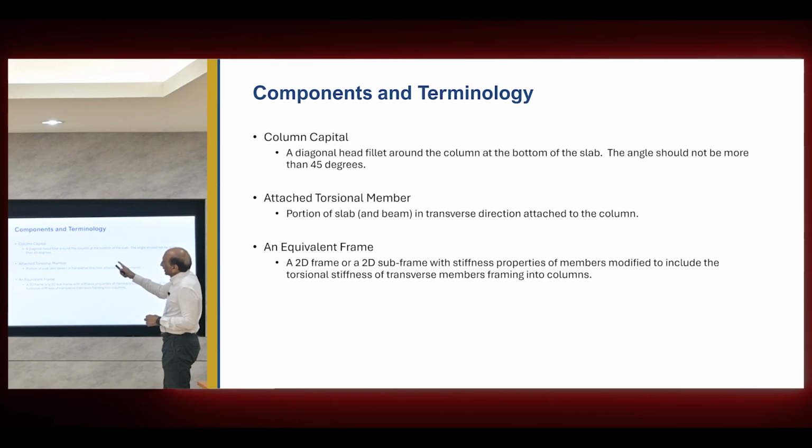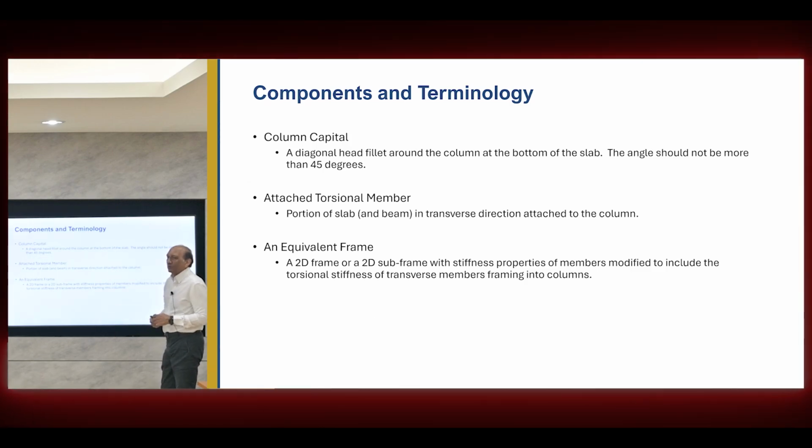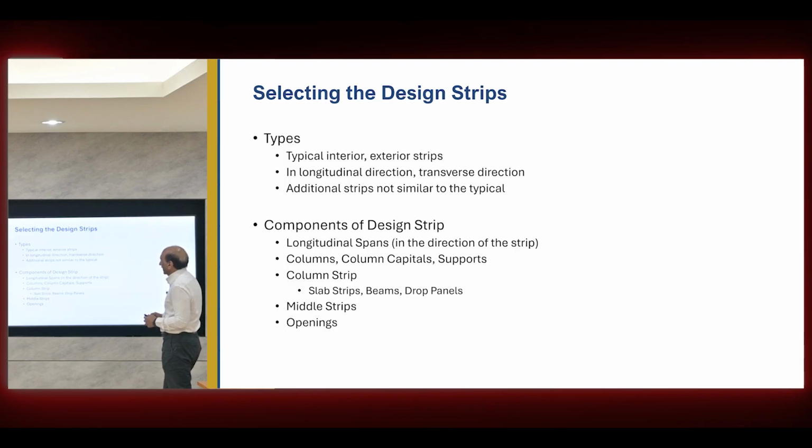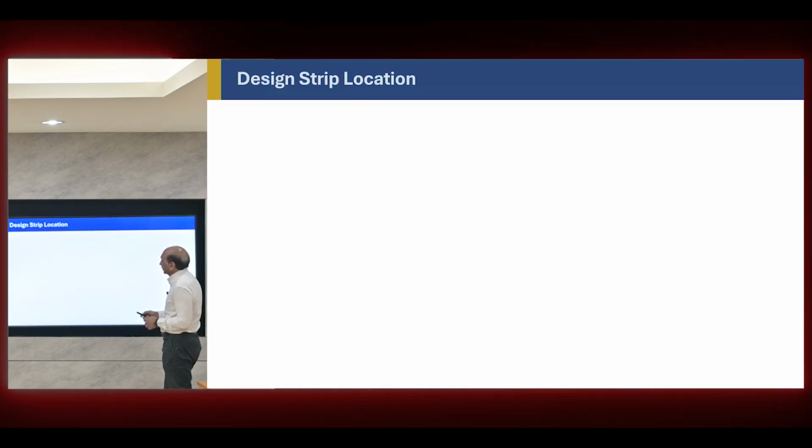So then we say column capital, torsional members, equivalent frame. We will deal with all of these things one more time when we start the analysis part of this system. And then we'll come to how to select the column strip, all of that, we will talk about that. I'm just giving you an overview.